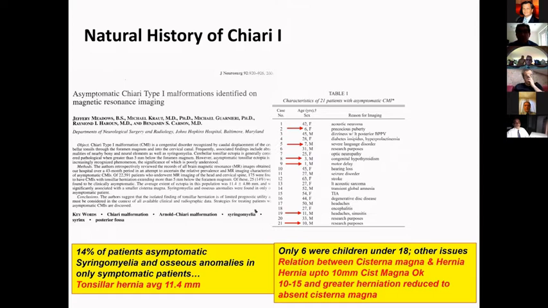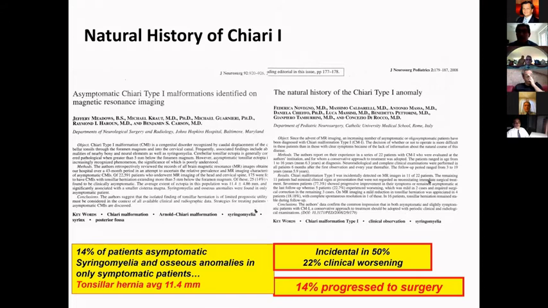But for us, I think the more important study was that from Professor De Rocco's team in Rome, where they looked at 22 patients, and half of those were actually asymptomatic. They were incidental findings of Chiari, but among the ones that had symptomatic presentations, 22% progressed to clinical worsening, and 14% of this group then progressed to surgery. So clearly there is some progression, and this goes against the definition of a malformation, because congenital malformations don't progress. If you are born with something congenital, you have it and you have to treat it, but congenital malformations don't get worse.